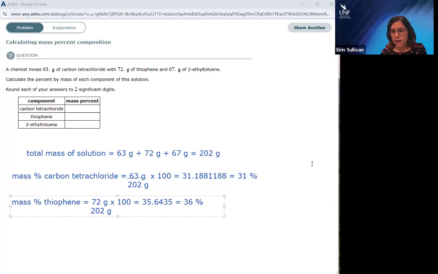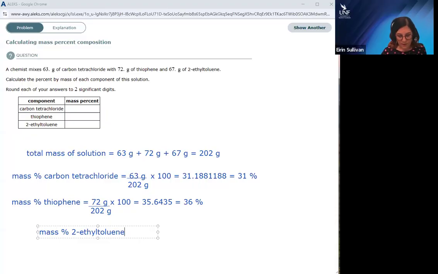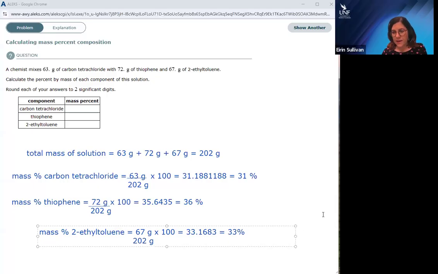All right. Then lastly, we need to do the mass percent of the 2-ethyl toluene. So we're just going to take the mass of the 2-ethyl toluene, which is 67 grams, divided by the total mass of the solution, which is 202 grams, and multiply by 100 to convert to a percent. We want to give that to 2 sig figs. So that's going to be 33.1683, and so on. So 33% to 2 sig figs is sufficient for that.